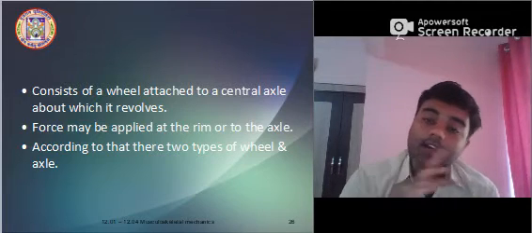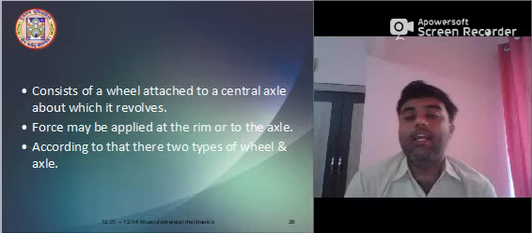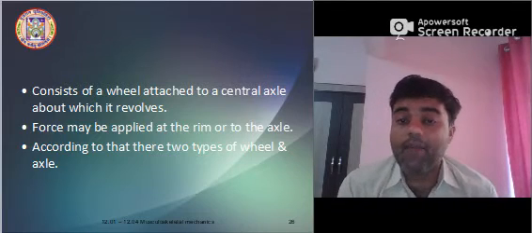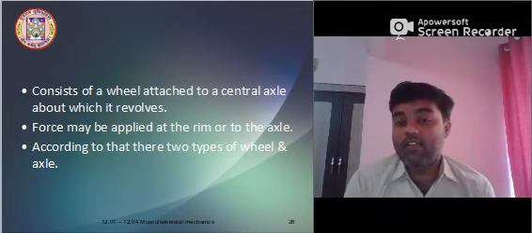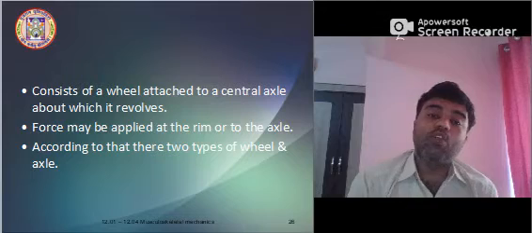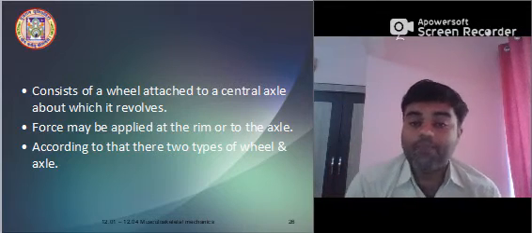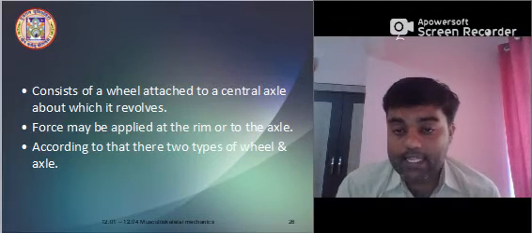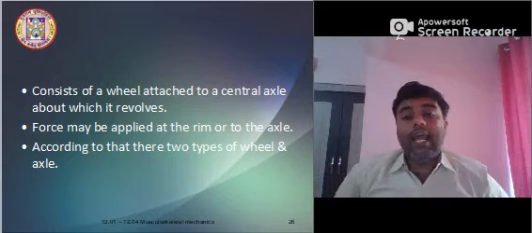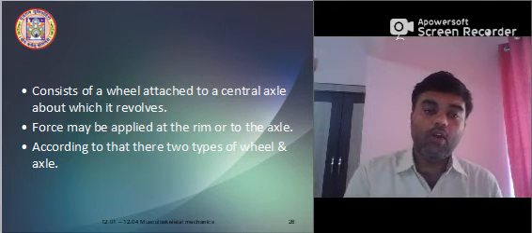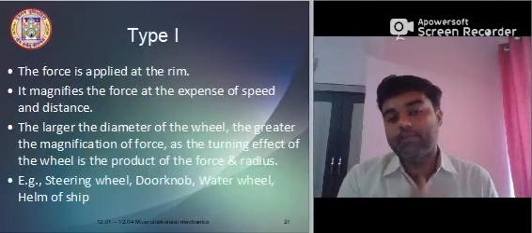So in lever there are three orders. In the same way, in the wheel and axle we have two types. One in which we give force from the rim of the wheel, and the other in which force is given by the axle. So let's discuss type 1.